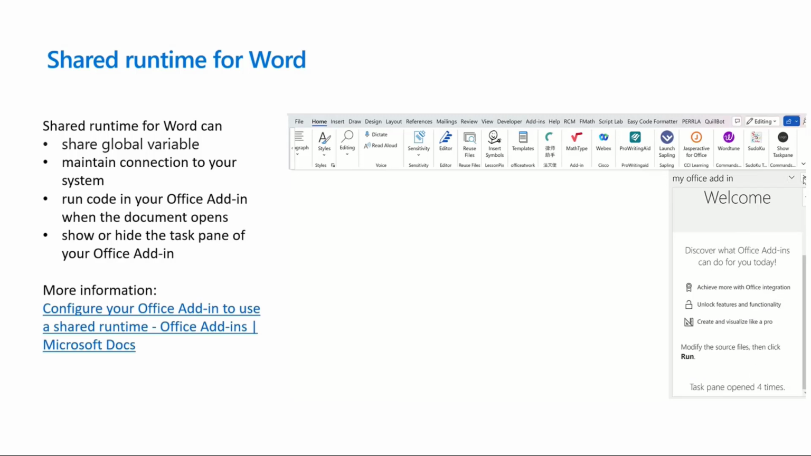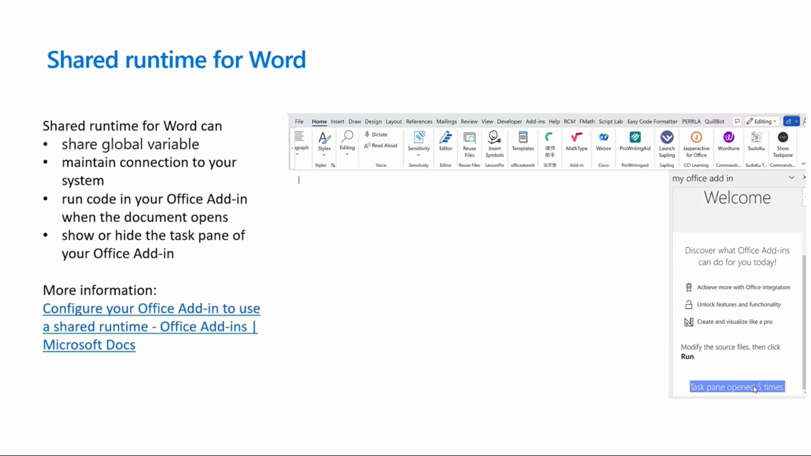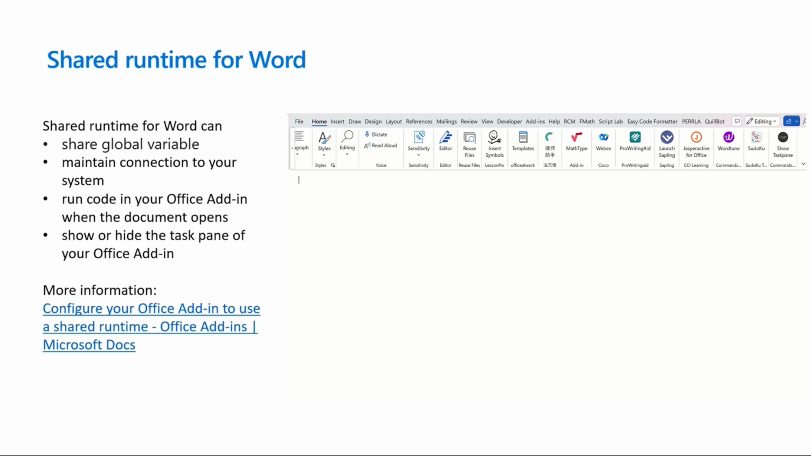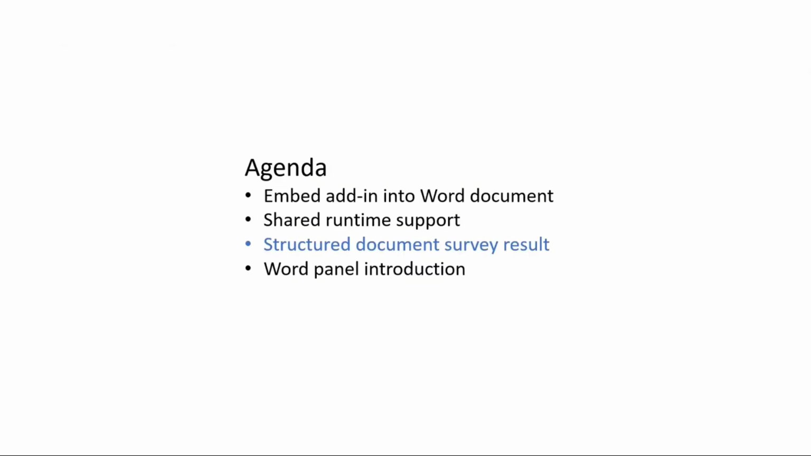There are also a couple of use cases here. For example, many of the partners want to run some code automatically when the document is opened. So this shared runtime is perfect for that. And there are also a couple of other things you could do, and you can find more details from the link below. And another thing is the structured document survey result.